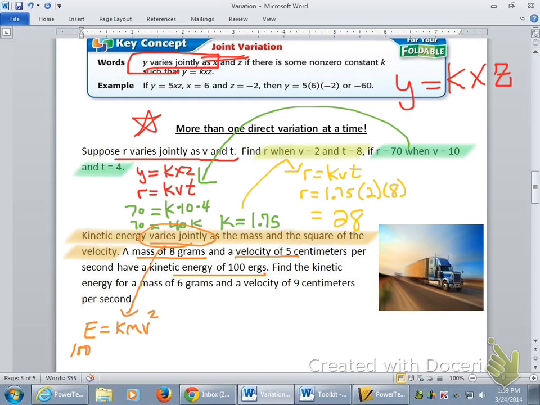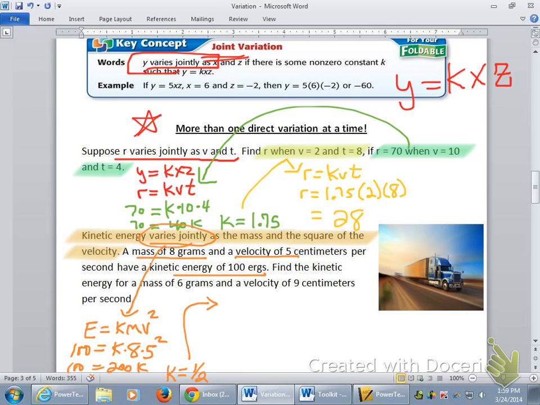That'd be 100 ergs. I don't know what an erg is. 100 ergs equals k times the mass, which was 8, times the velocity, which was 5. And what do I have to do to that velocity? Square it. It's part of the formula. So order of operations, 5 squared is 25, and then 25 times 8 is 200. So I've got 200k equals 100. K equals 0.5, sorry, 0.5. 1/2, right? K equals a half.